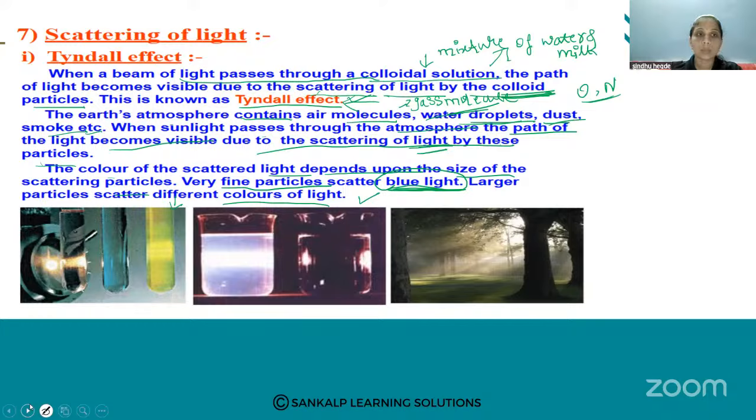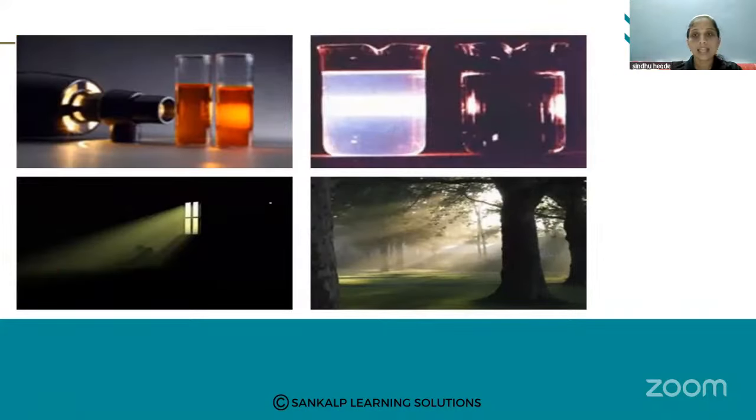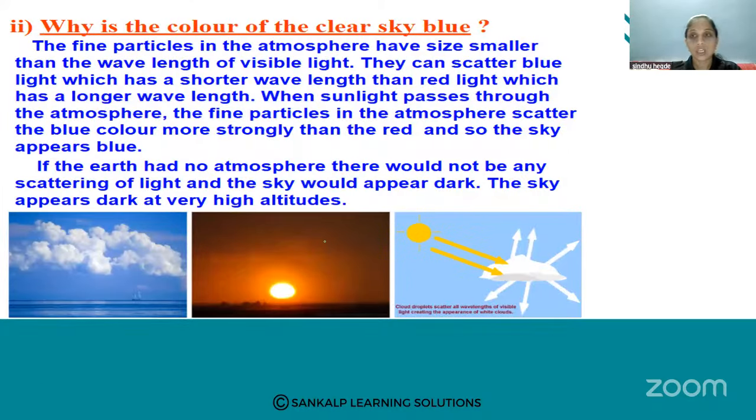So these are all about the scattering of light and the Tyndall effect. See, all these pictures explain the Tyndall effect and scattering of light. We'll move to the next one. What are the natural phenomena which come under the scattering of light? First one is, why is the color of the clear sky blue?